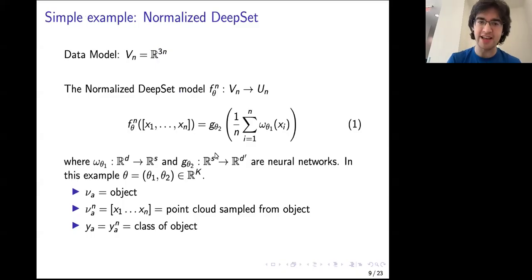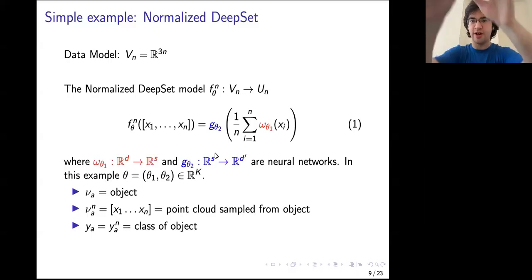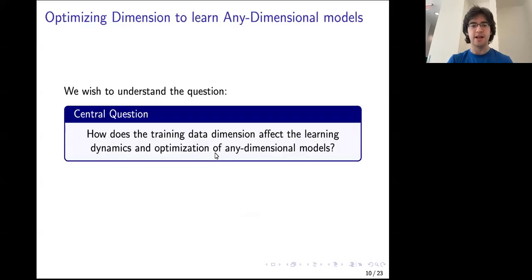And so here's a simple example. Normalized deep set, it's just we're defining a function on point clouds of n dimensions, and we're defining the function in such a way that it doesn't depend on n. It works for any n. And so we have this omega theta 1, which is applied to each point individually. G of theta 2 is applied to the mean of all of those points. So it aggregates it from an n-dimensional object all the way to a fixed dimensional object, and then it gets an output.